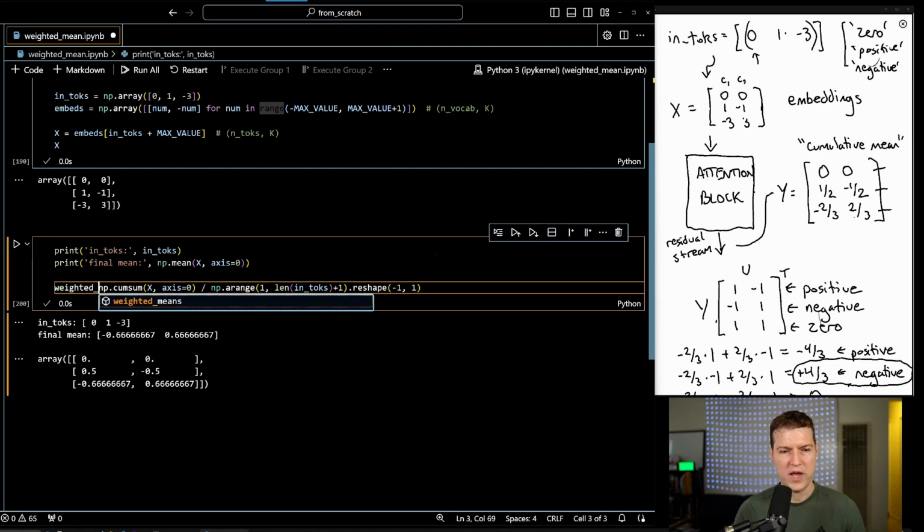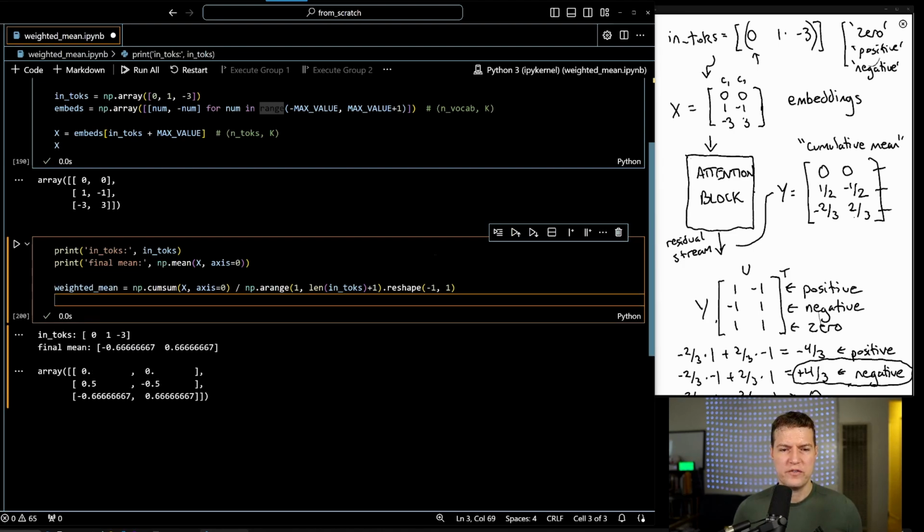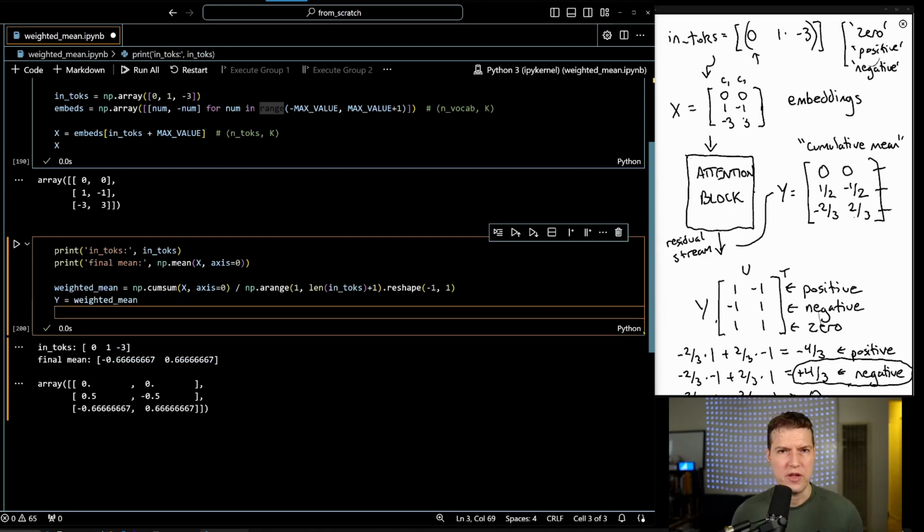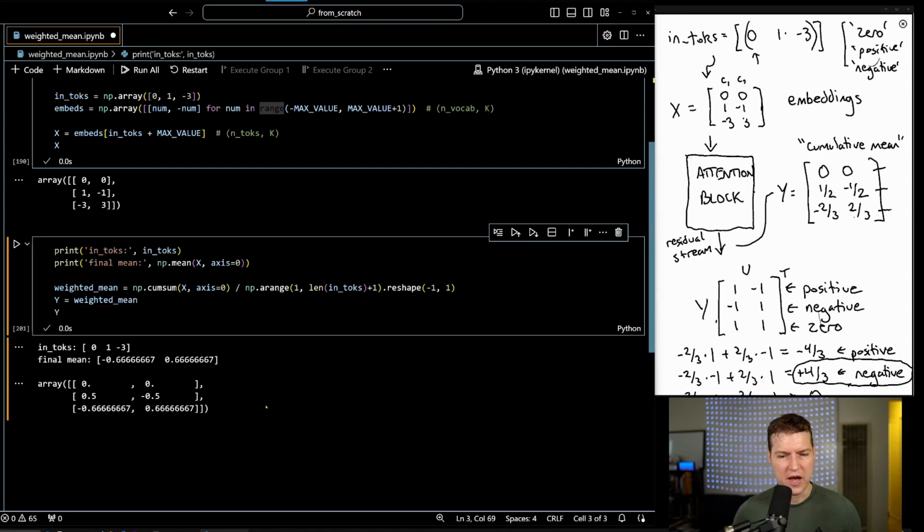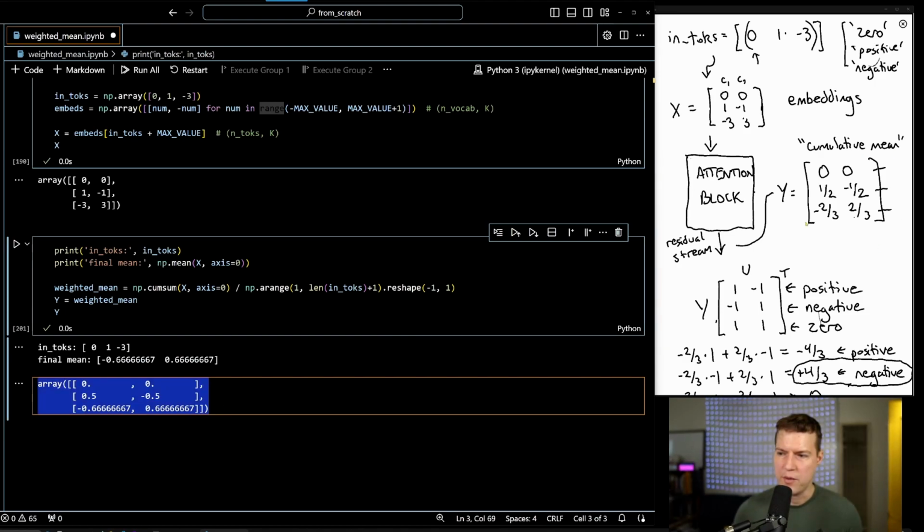I'm going to call this the weighted sum, the weighted mean, by the way. It's important to understand that, but to know where that's coming from, I know it's a little bit complicated. So now I've got this weighted mean, and we're just going to pretend right now that that's y. So I'm just going to set y equal to the weighted mean. We'll do a little bit more with it later when we walk through the math of attention. All right, so now if I look at y, we've got this exactly like up here.